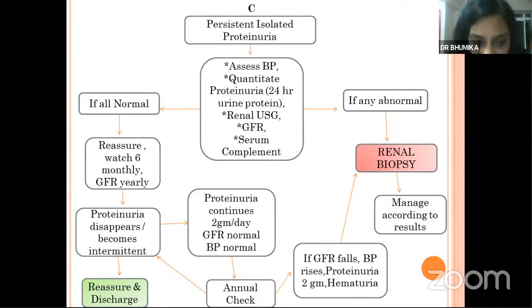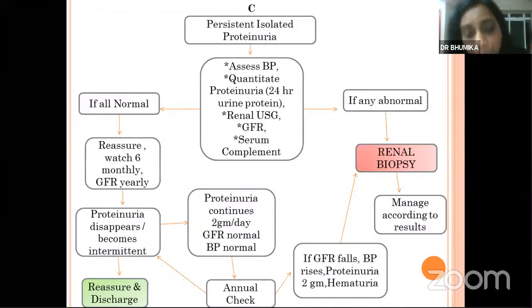If the protein disappears or becomes intermittent, reassure the patient and discharge. But if the protein continues to be close to 2 grams or close to nephrotic range and GFR and BP are normal, continue an annual checkup. I would suggest continuing checkup every 6 months.